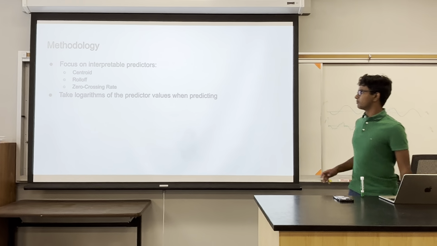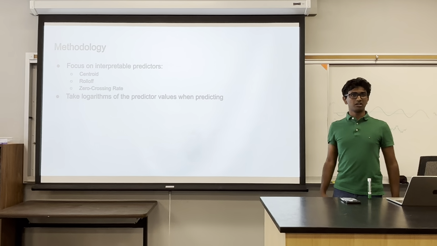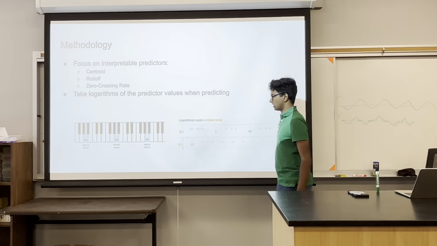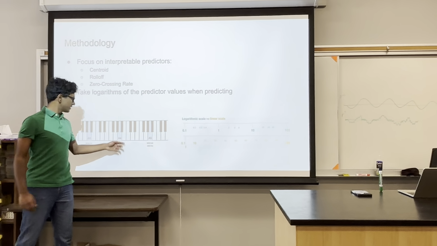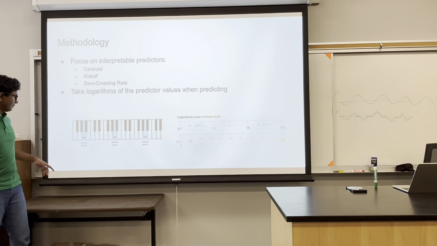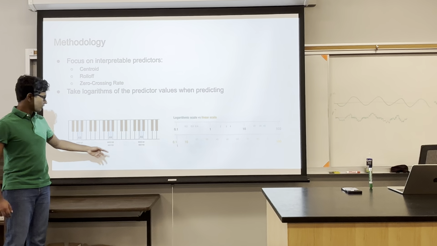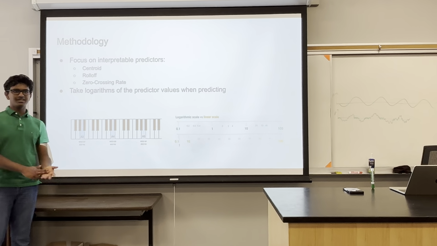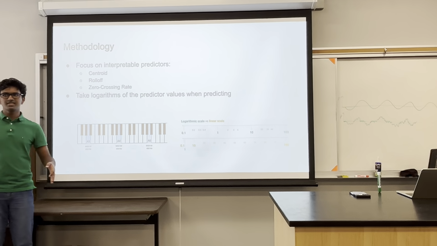Now, one thing that's important to do before feeding our data into the model is to take the logarithms of the predictor values. To illustrate what that means, I've got this here. On the piano, you see how these notes are equally spaced? This A, and this A, these three notes. But numerically, this has a frequency of 220 hertz, this is 440 hertz, and this is 880 hertz. So 220, 440, and 880 aren't evenly spaced. Does that make sense?